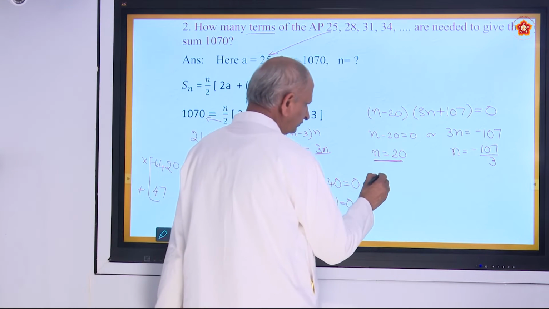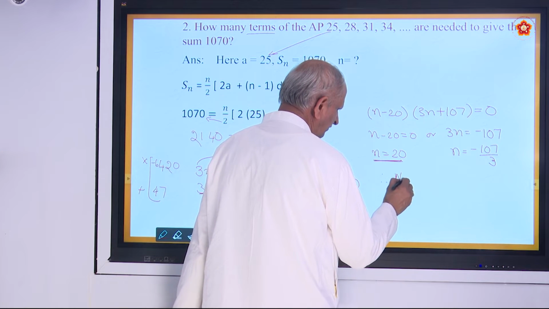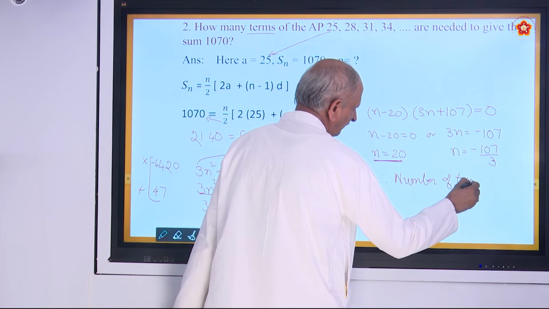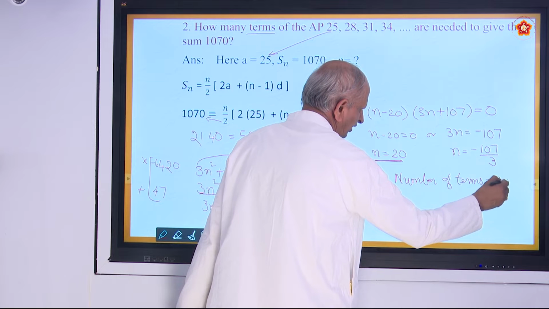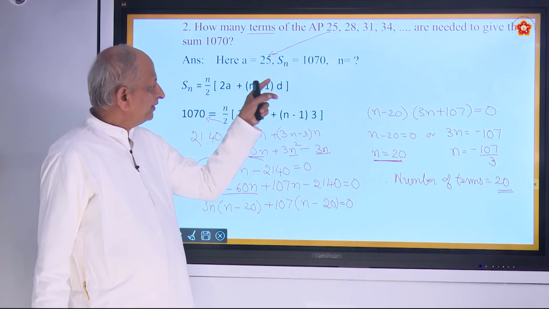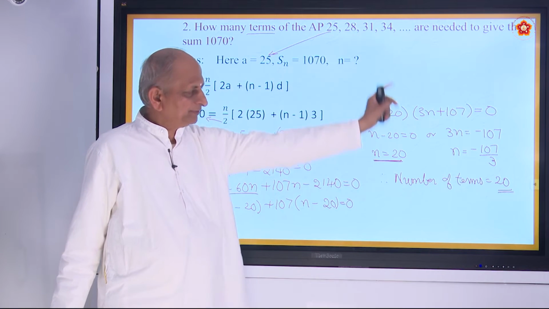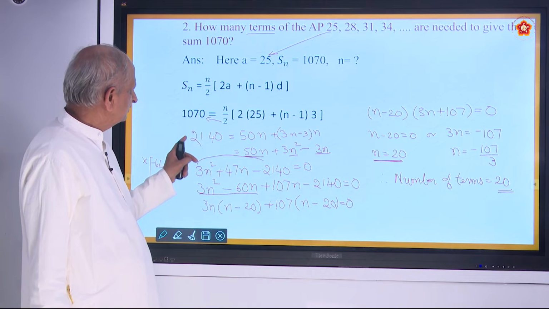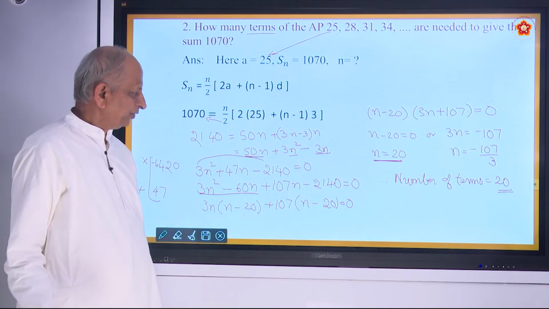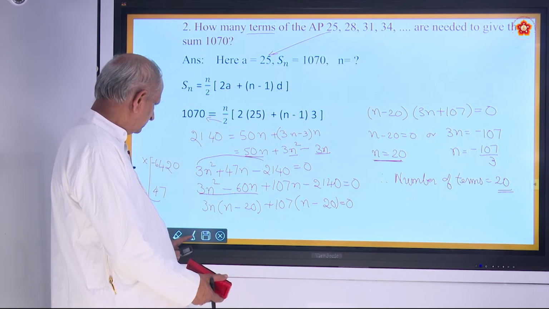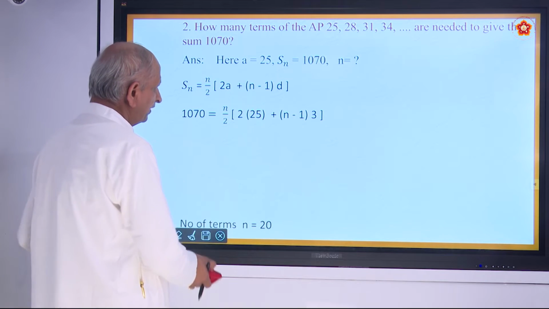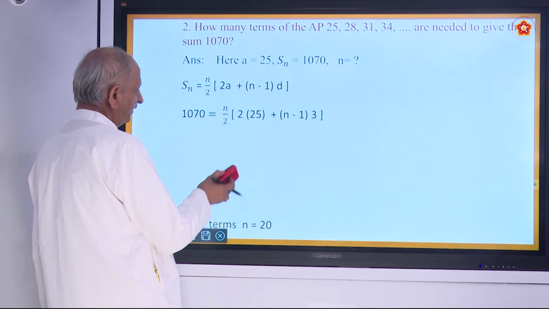So therefore the number of terms is equal to 20. You can check if you want. Go on writing the terms from here, 20 terms. You get the answer as 1070. Okay. So note down. Very happy. We will go to the next sum. So number of terms is n equals 20.